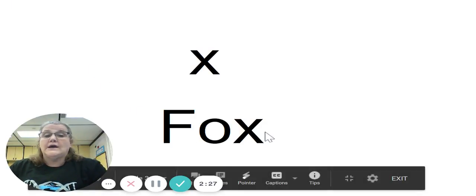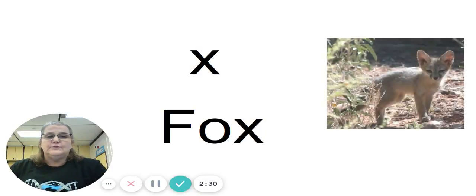The other sound that X sometimes makes is at the end of a word, it makes the sound ks. So it's kind of like K and S put together. You say it really fast. So K and S. Just like in this word, fox. There's a baby fox. So let's say that word really slowly, sounded out on our chin. Fox, ks. That's the sound that X makes sometimes.